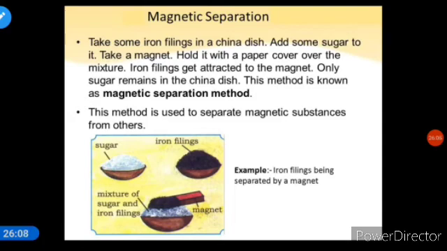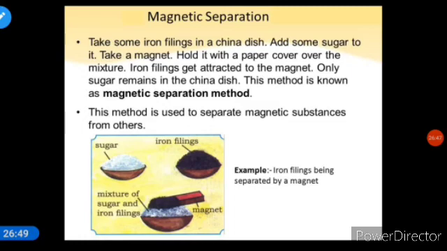So take some iron filings in a china dish and add some sugar into it. Make a mixture of sugar and iron filings. Then take a magnet and hold it with a paper cover over the mixture. Iron filings get attracted to the magnet. Only sugar remains in the china dish. This method is known as the magnetic separation method. This method is used to separate magnetic substances from another one.